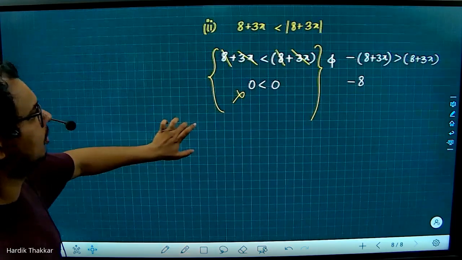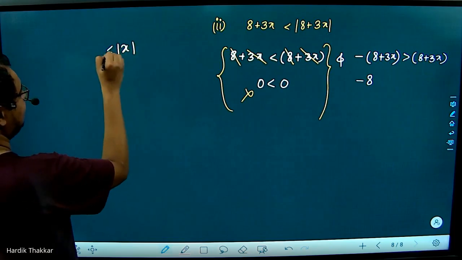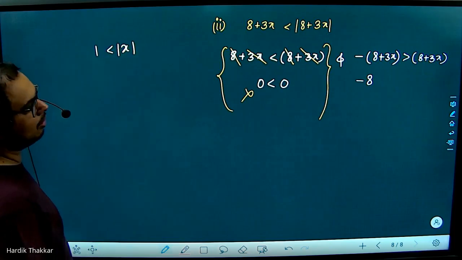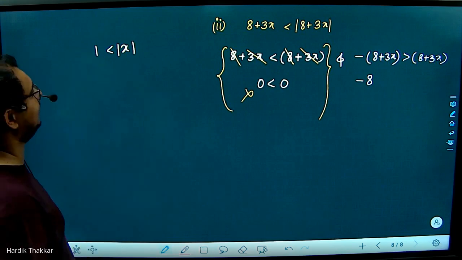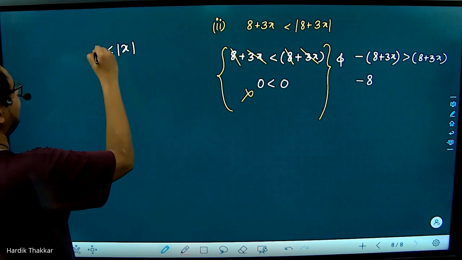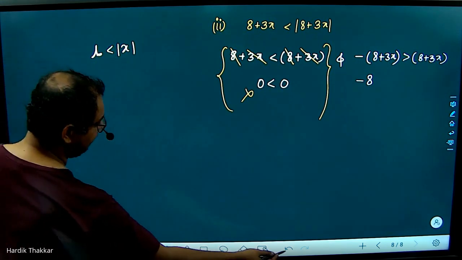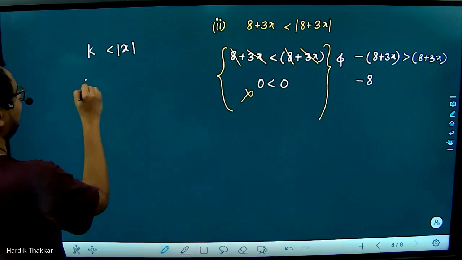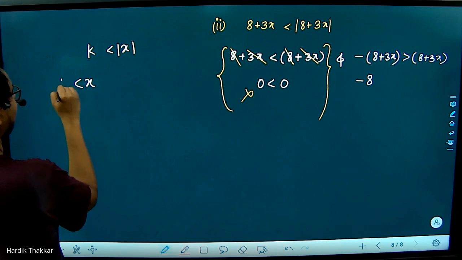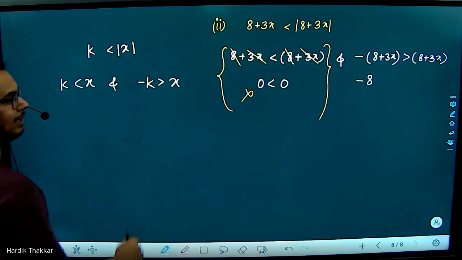Look, like this, the first property we have: when we have mod x greater than k, suppose mod x greater than k, it is like this. How will we write it? We will write x greater than k and x less than minus k. We will write like this.